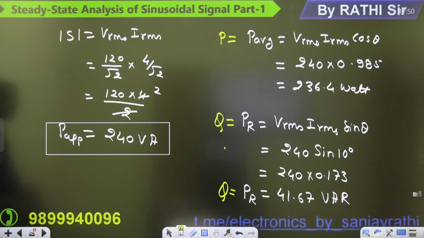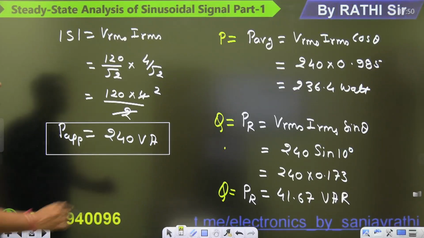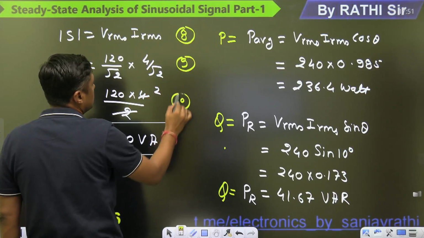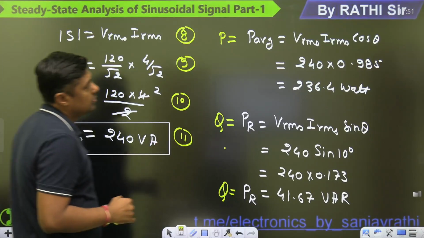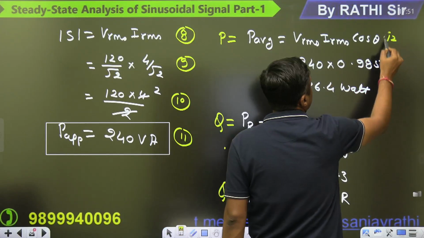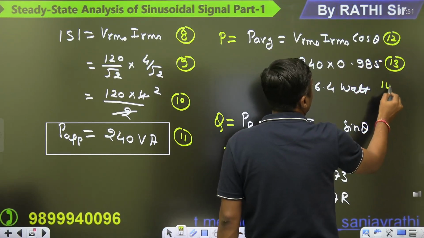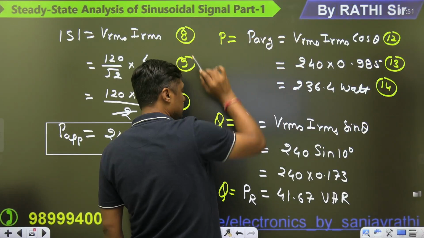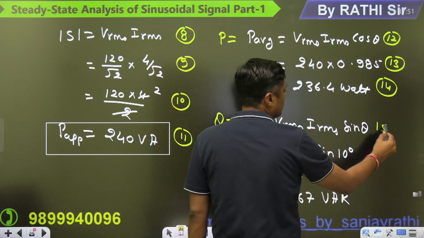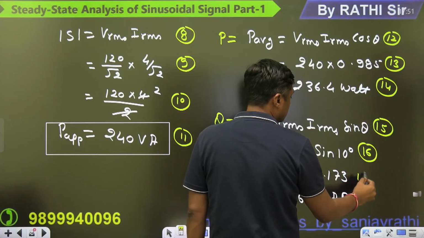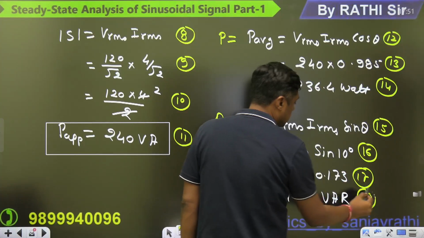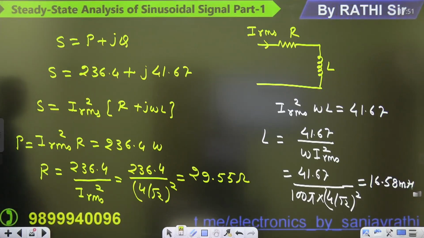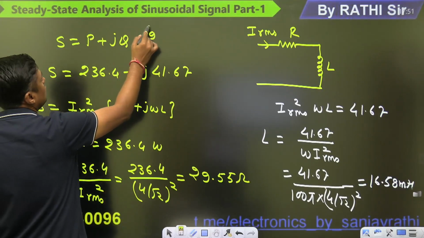You can find. Now this is the 7, this is the 8, 9, 10, 11. This is 12. To find the average power directly, you can multiply with the power factor cos theta. 10, 18. This is 19. Then this is called complex power.